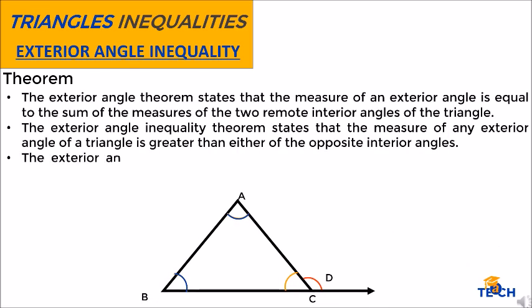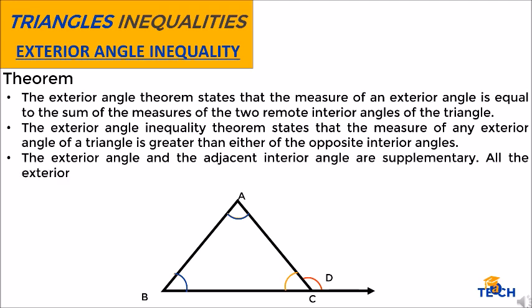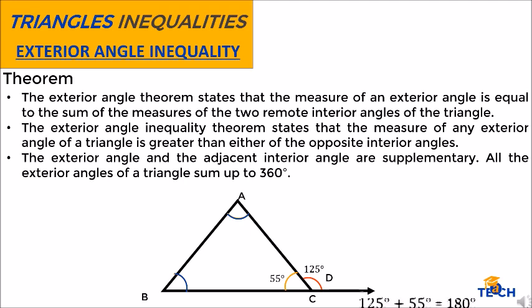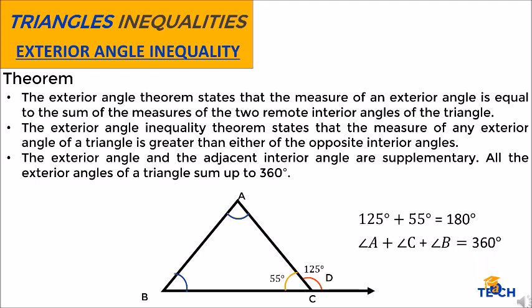we have the exterior angle and the adjacent angle are supplementary, meaning this is 180 degrees if we add up the angles. So we have 125 degrees for angle D and 55 degrees for angle C. That will sum up to 180 degrees. It is also stated here that all exterior angles of a triangle, take note of a triangle, sum up to 360 degrees. Just like the exterior angle of A, exterior angle of B, and exterior angle of C. If we add all, this will result to 360 degrees.